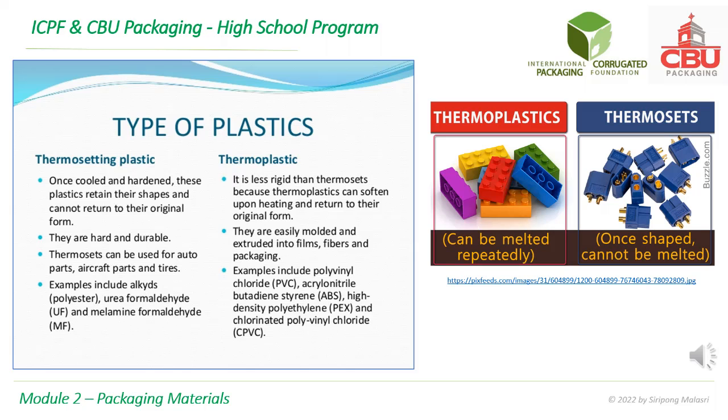There are two types of plastics: thermosetting plastic and thermoplastic. Thermosetting plastic, or simply thermosets, once shaped cannot return to their original form. They are hard and durable. They can be used for auto parts, aircraft parts and tires. Thermoplastics, however, are less rigid. They can be softened upon heating and return to their original form. They are easily molded and extruded into films, fibers, and packaging.